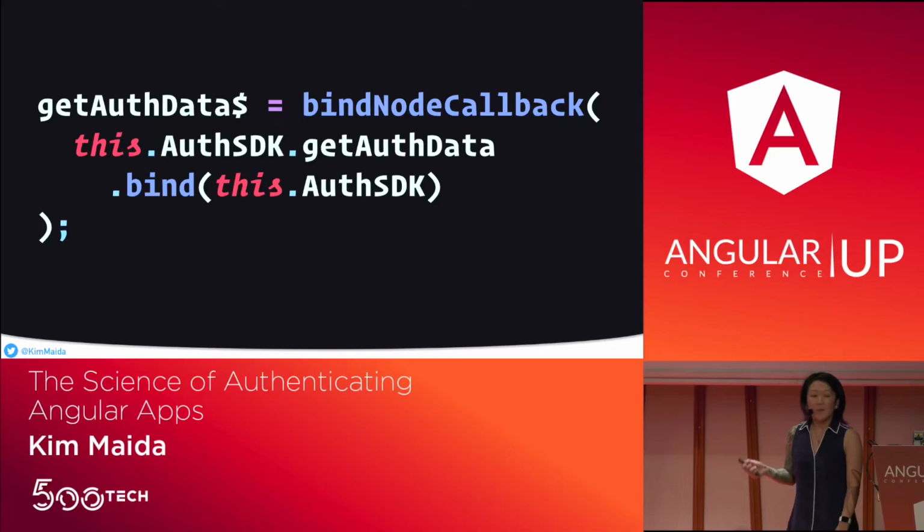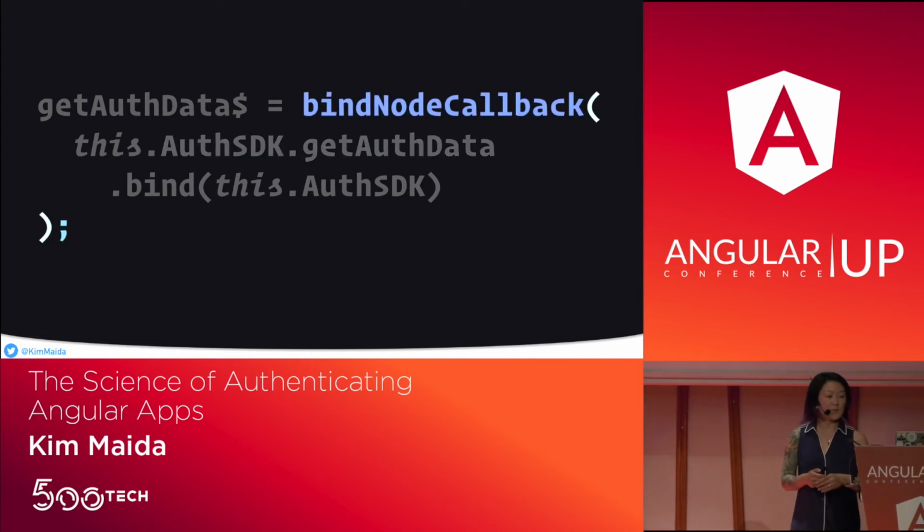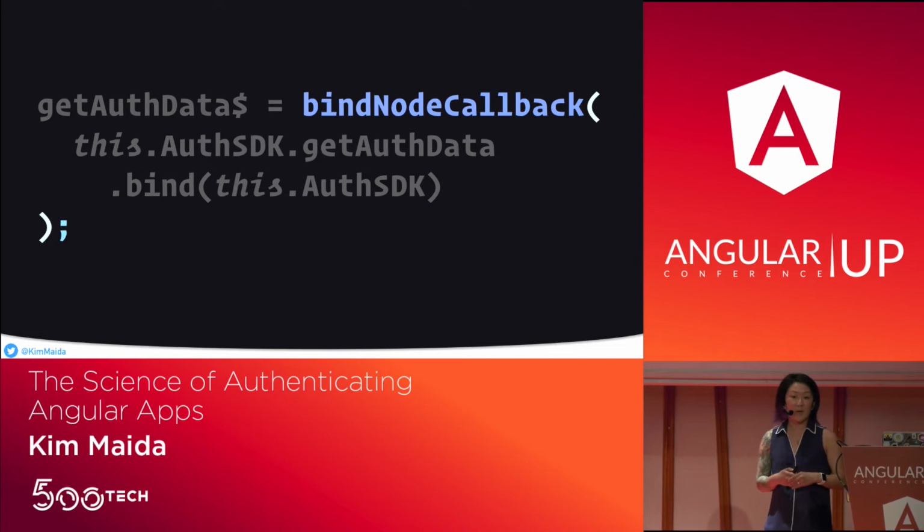For example, maybe we're using an authentication SDK, and maybe that SDK provides us with a method to return token data from the authorization server. Now what we can do is use something like bindCallback, or depending on your SDK type, bindNodeCallback, to create an observable that's going to emit when the callback completes.